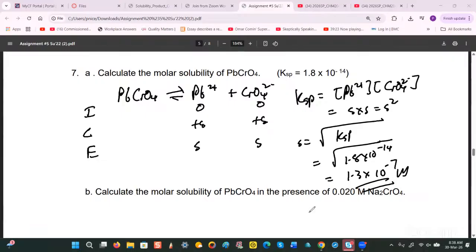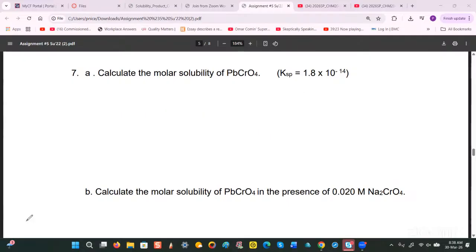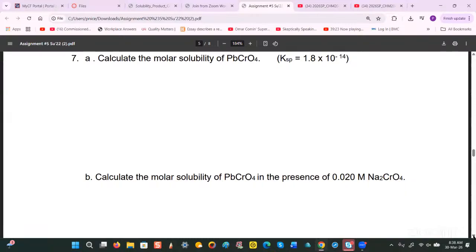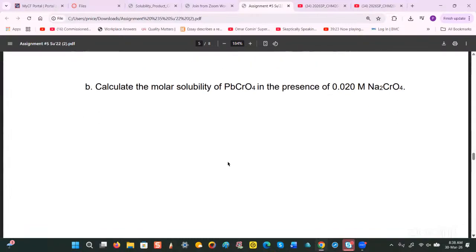Now, in the case of the B part for number 7, it's based in part on what was done in A, or the information provided in A, because in this case, what you're trying to do is dissolve the lead 2 chromate in a solution which already has sodium chromate, all right? Now, sodium chromate will dissociate.